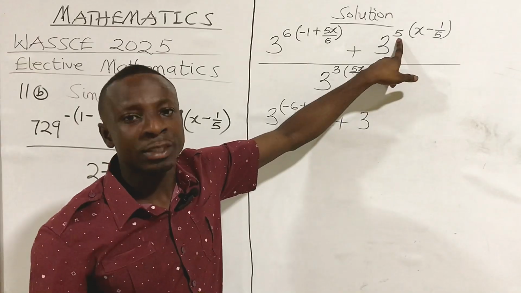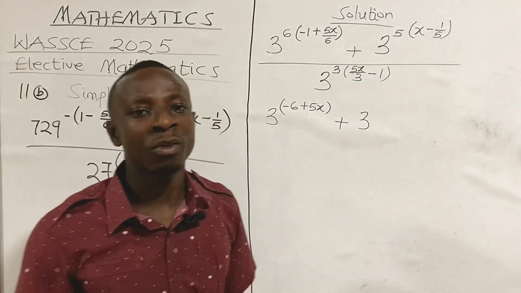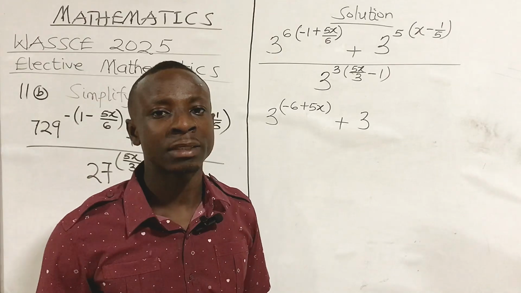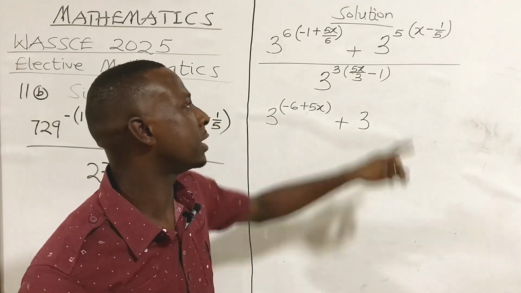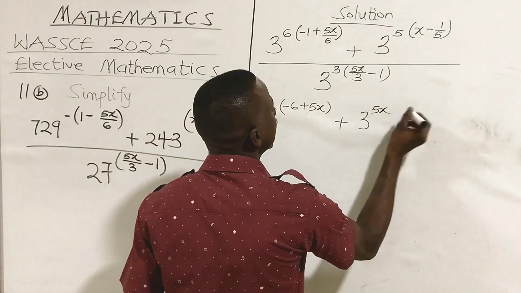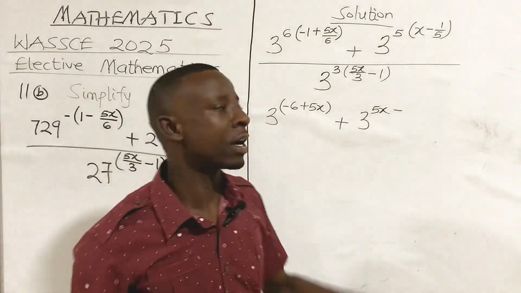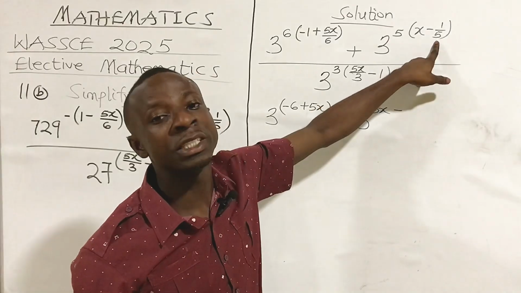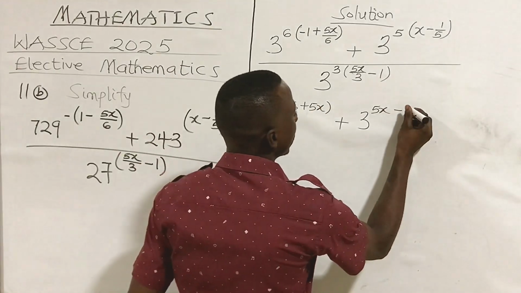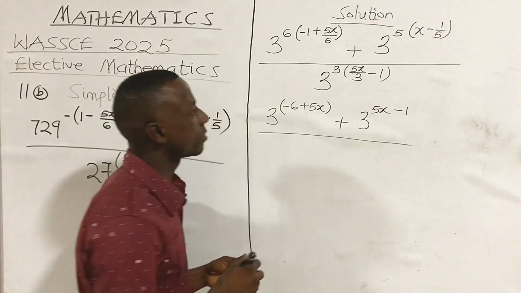The 3 to the power 5 here is also an exponent, and x minus 1 over 5 from the bracket is also an exponent. So 5 times x, we have 5x, minus 5 times 1 over 5. This 5 will also take off the denominator. We have minus 1, all over.